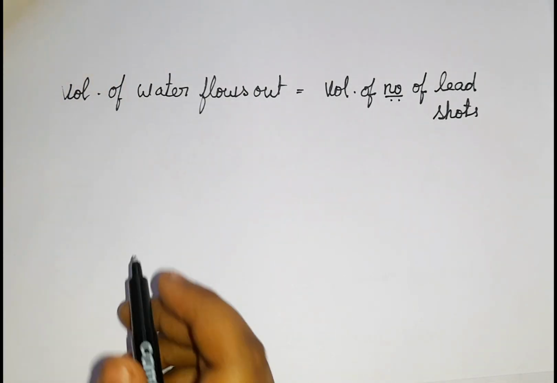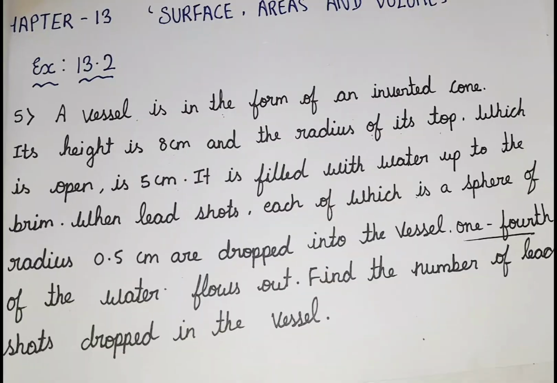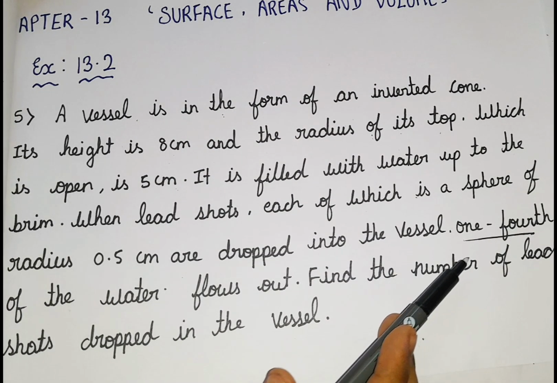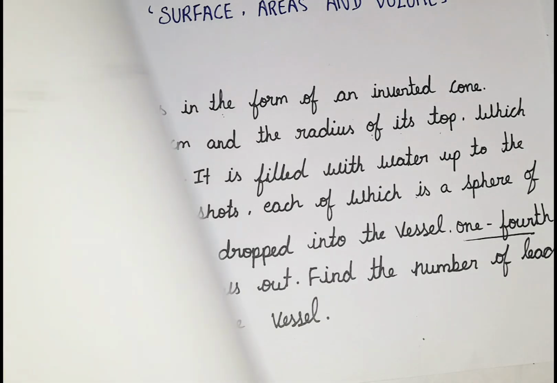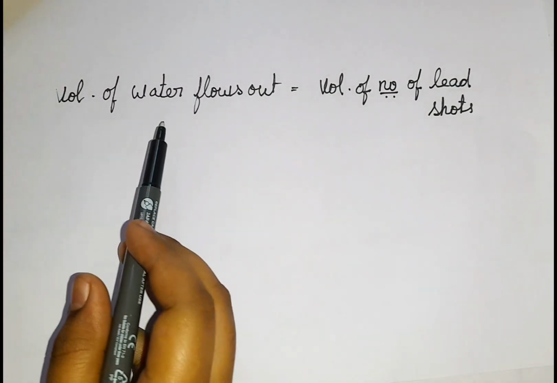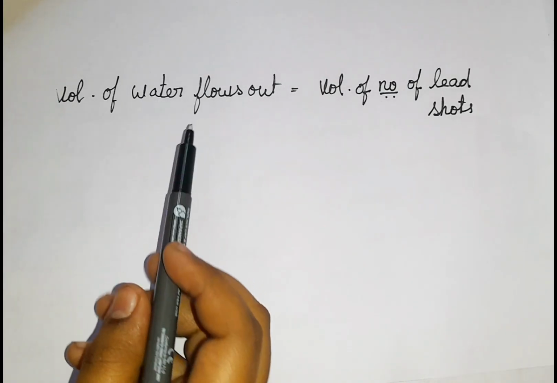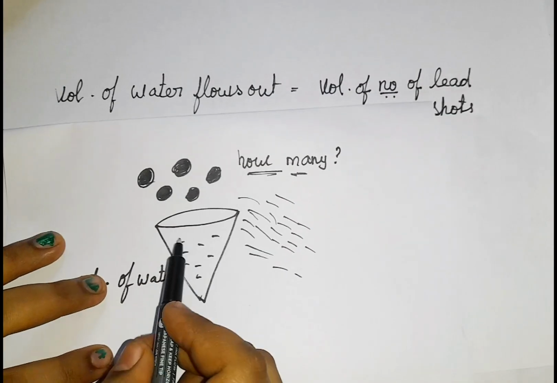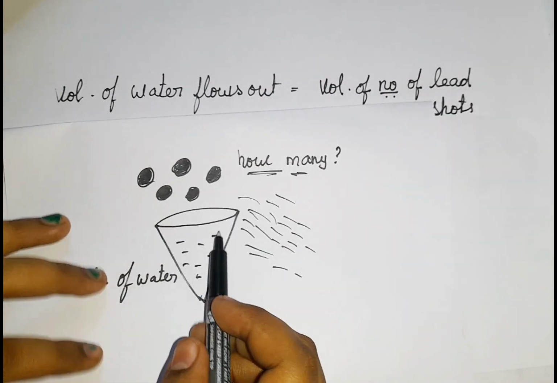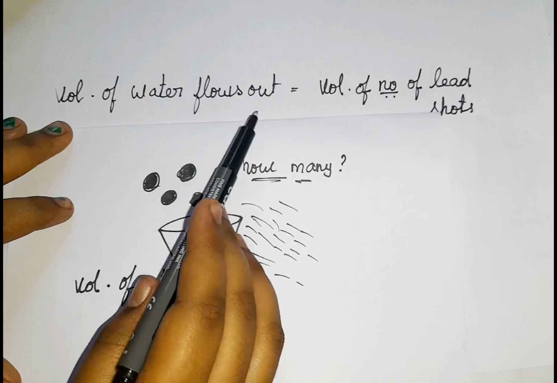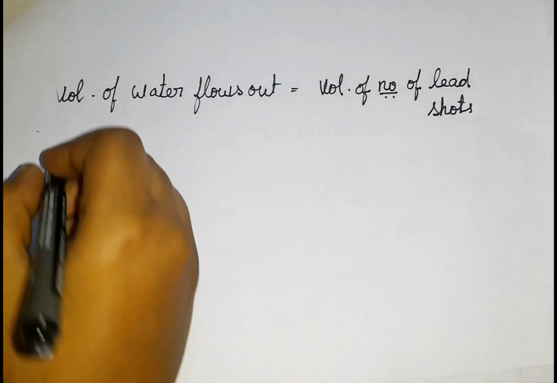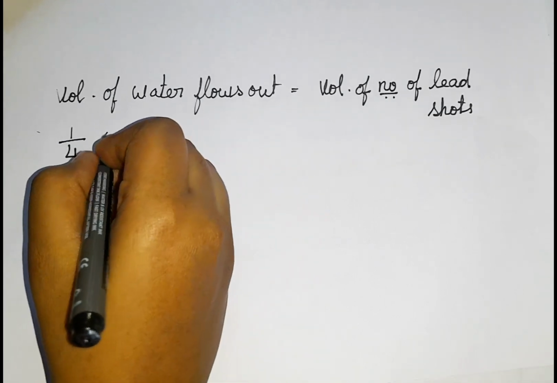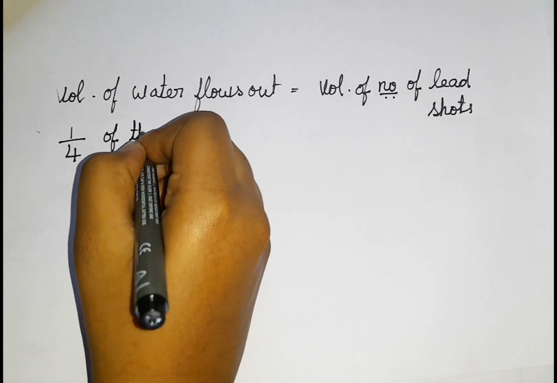According to the question, I told you guys there is a clue. They mentioned that 1/4 of the water flows out. So here I wrote the volume of water that flows out. Where is the water? The water is in the cone. So instead of writing the volume of water that flows out, we can write 1/4, since 1/4 is mentioned in the question. So 1/4 of the volume of cone.